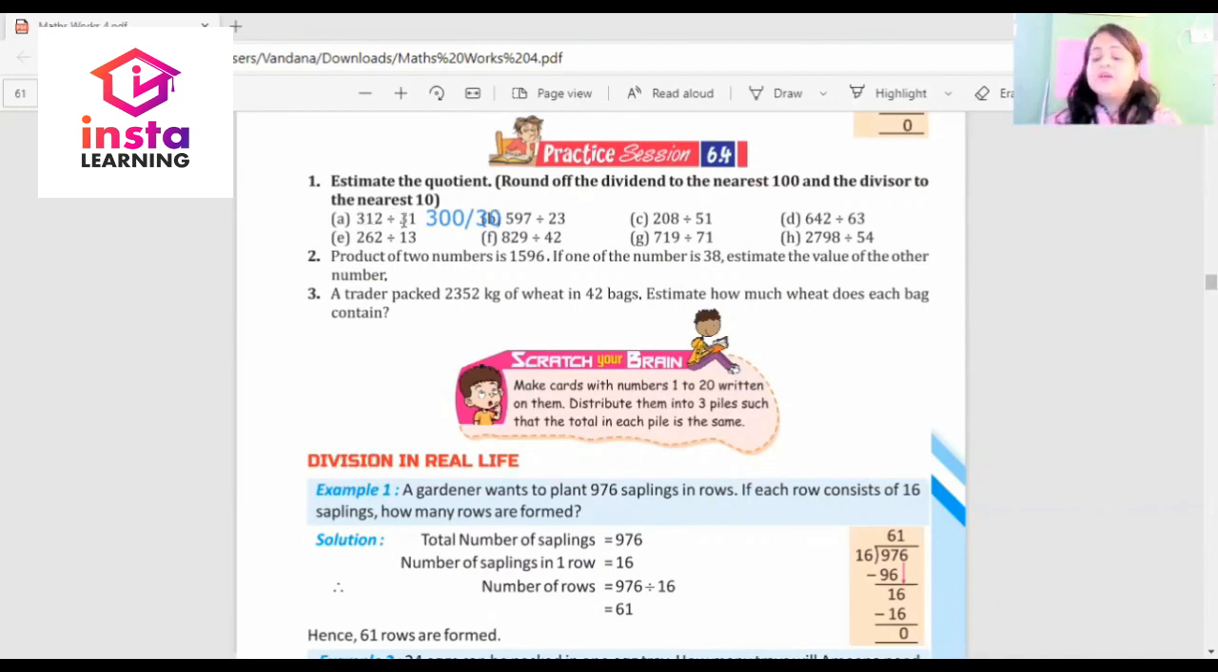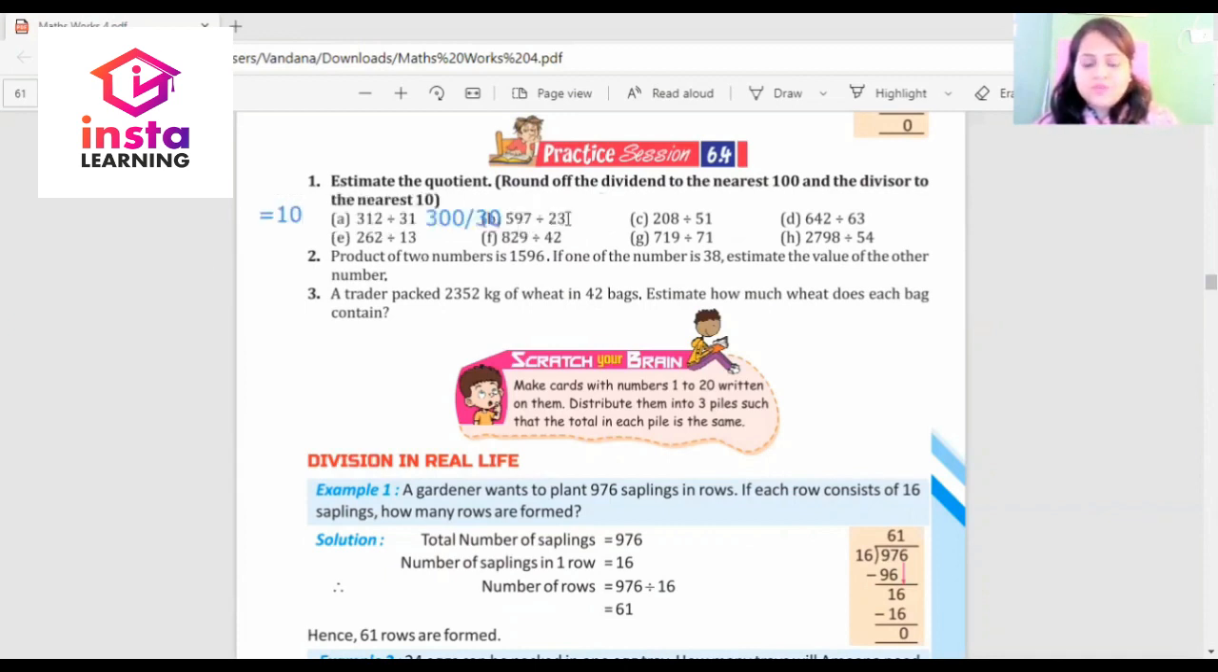312 is your dividend. So, if we round off to the nearest 100, we will get the answer 300. And if we round off to the nearest 10, this is your number 31, is your divisor. So you will get the answer 30. So 300 divided by 30, answer is 10. So students, write your answer 10. Okay.